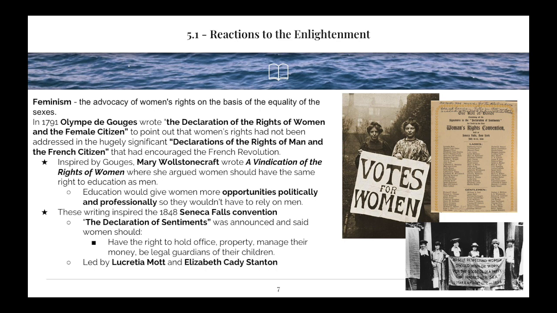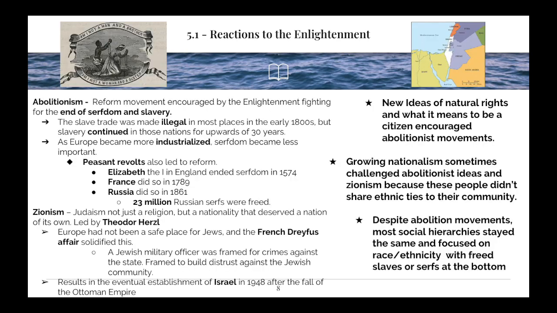This talks about rights and women's rights, very much in response to early Enlightenment thinkers and Enlightenment-inspired politicians' non-consideration of women's rights. The idea of rights and people having individual rights and individualism, and this focus on humanism, encouraged abolitionism, which was a reform movement that aimed to abolish slavery. It also encouraged Zionism.